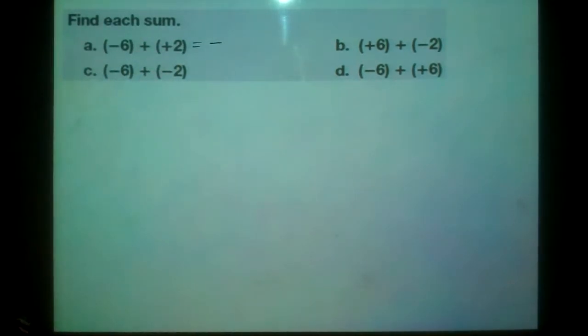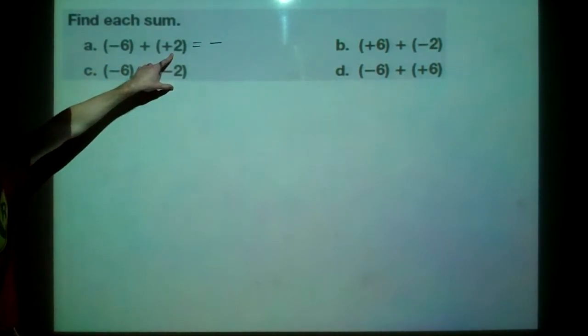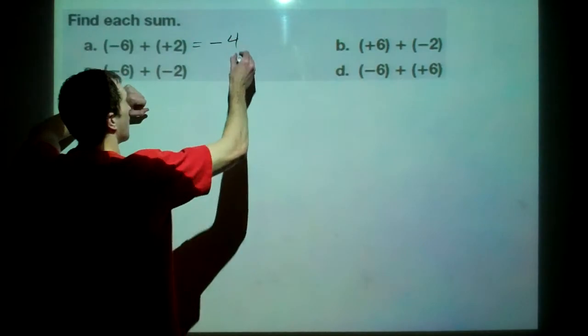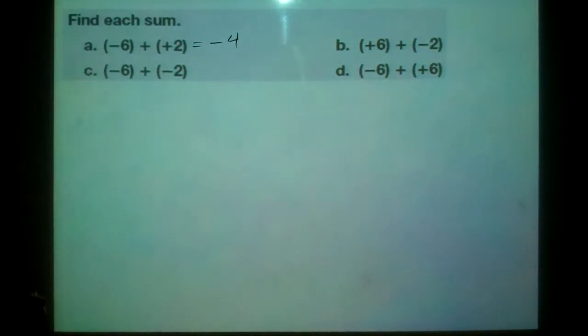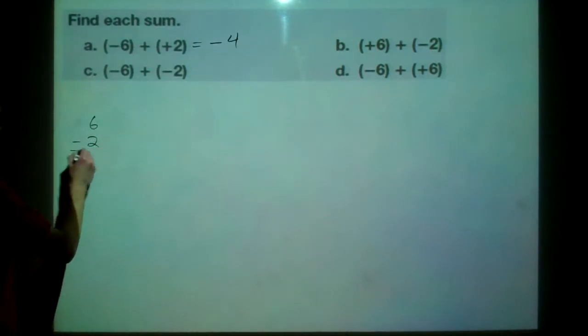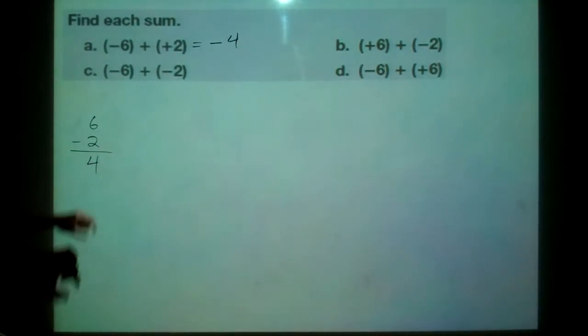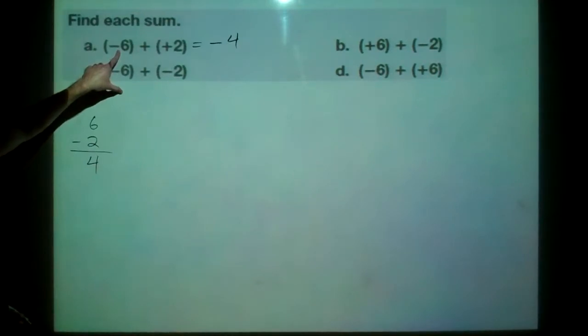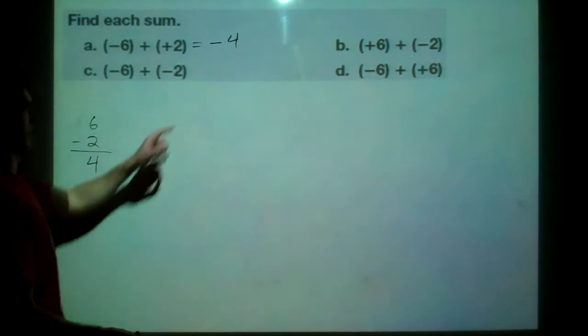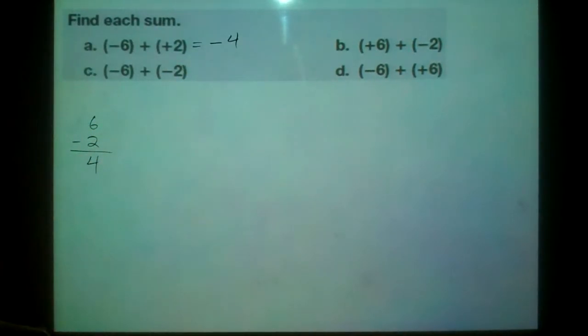So really this says, okay, we're at negative 6 degrees, and then we're going to go up 2, okay? So that means we're going to go up to negative 4 degrees. Finding A is basically doing this. 6 minus 2, we get 4. And we have to remember that we're going to get a negative because the bigger number was negative. So we'll just attach that negative to it, okay?